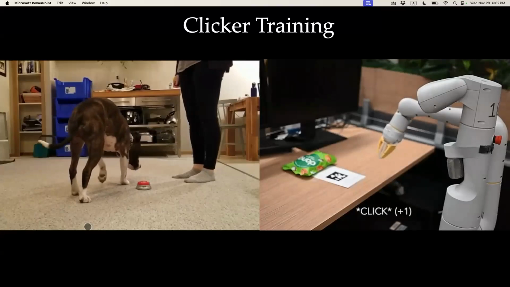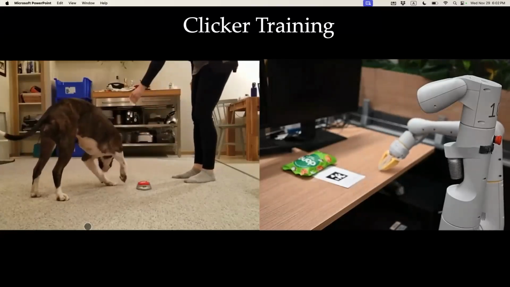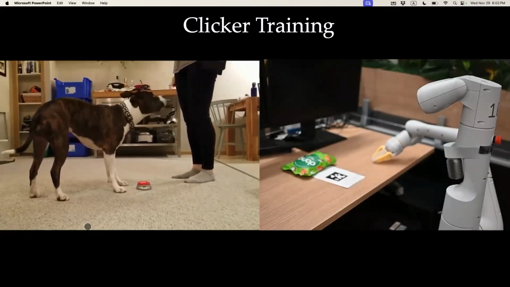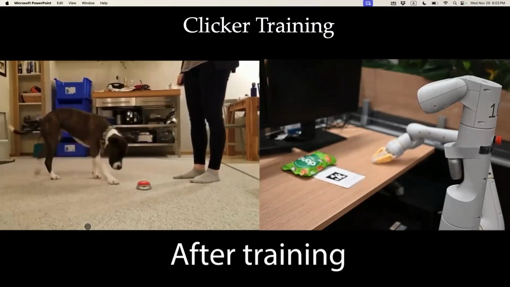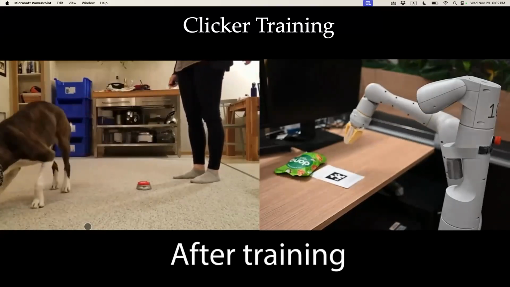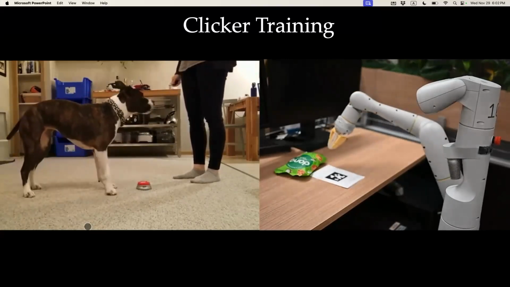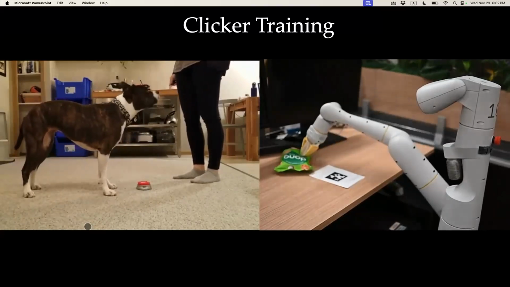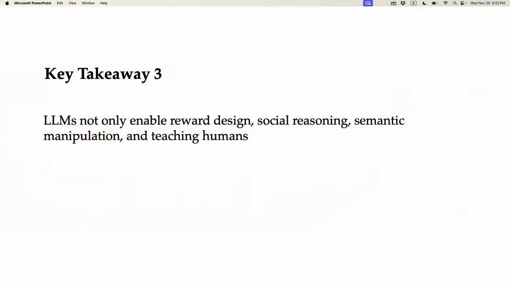So that resembles things like clicker training, right? You could actually do clicker training with the robot. So let's say that you provide a clicker as it goes closer and closer to the object. That is the thing that gives it high reward. And that is the thing that you're putting in the context of the LLM, and eventually it's able to reach the object.